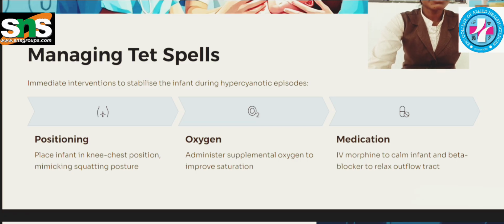Oxygen: administer supplemental oxygen to improve the saturation, like the patient has 85% rather than the normal range of 95% saturation. Medication: IV morphine to calm the infant and a beta blocker to relax the outflow tract. Medication here refers to medicine.